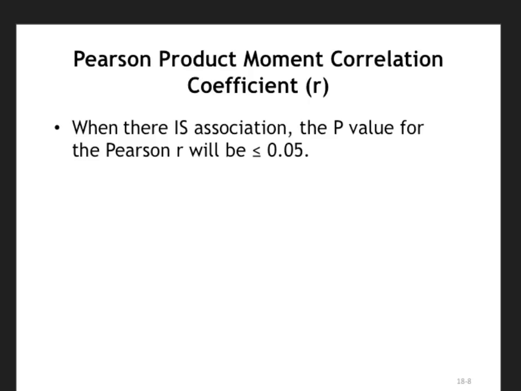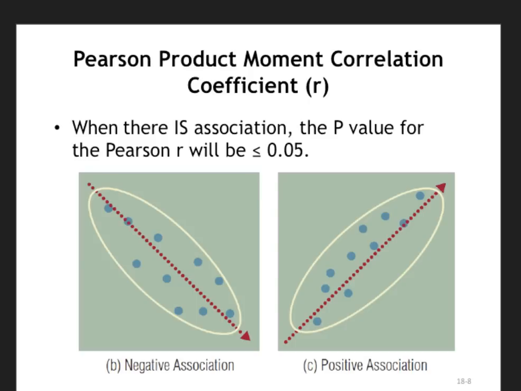When there is an association, the p-value for the Pearson R will be less than or equal to 0.05. A scatter diagram would demonstrate also the direction of the relationship. Graph B shows a negative relationship, which would also be manifested with a negative R value. Graph C demonstrates a positive association, which would be demonstrated through a positive R value.